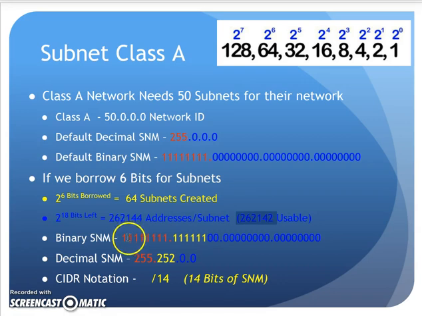So I'm going to take this and represent it. There's my original 255. Here's my 6 bits borrowed. So 255, convert this octet into decimal, 252.0.0. There is my subnet mask in decimal. If I count up my bits, 8 plus 6 is going to give me 14. /14 is my bit count for my subnet mask, my CIDR notation.